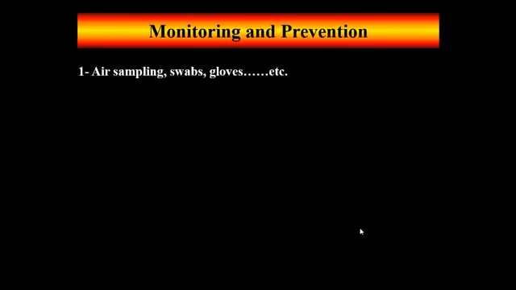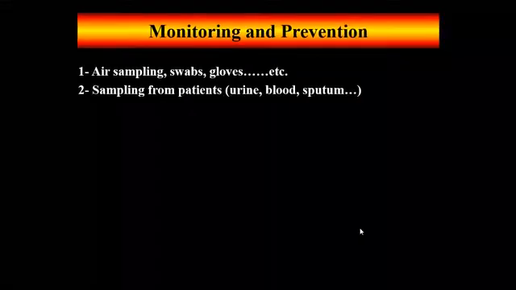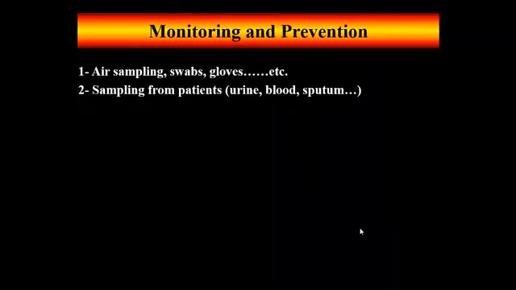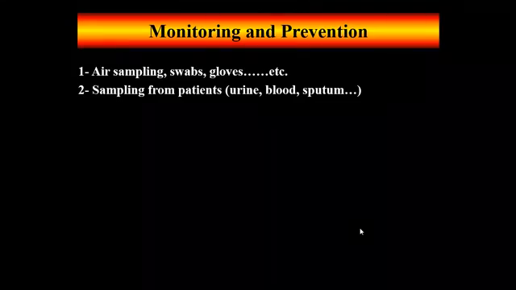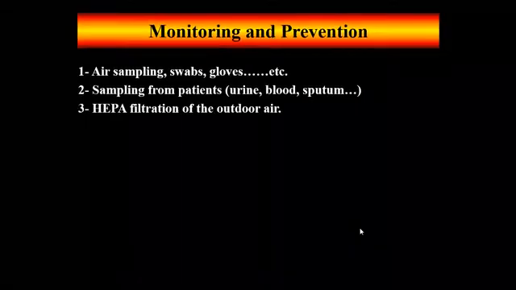So how can we do monitoring and prevention? Air sampling, swabs, gloves. A team of very professional mycologists should collect air samples and swabs from any place, and gloves of the hospital team. Also sampling from patients, including urine, blood, and sputum, especially sputum in sterile condition.